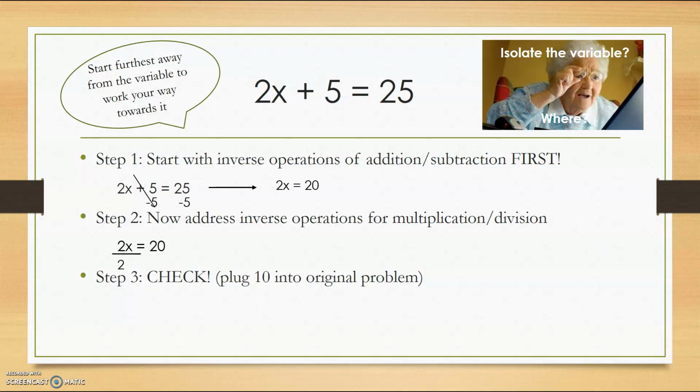Remember, our goal is to get x by itself. When I do that, I get 1. I'm going to do the same thing on the right side of my equation, and I get x is equal to 10. Now, step 3 is super crucial. Do not forget step 3.